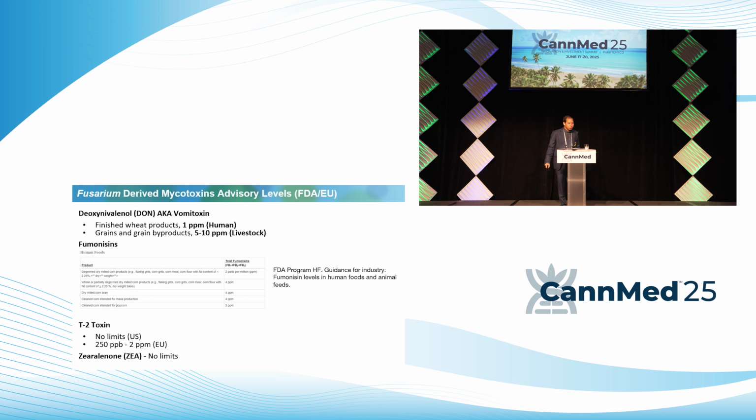And then when it comes to T2 toxin, there are no limits in the US, but the EU does regulate this at anywhere from 250 ppb to 2 ppm. And then zearalenone is another one. Zearalenone is an endocrine disruptor, so think like BPA, right? Something that basically has estrogenic activity. There are no limits for this, but that is one that you'll see in a bit that we did notice was there.